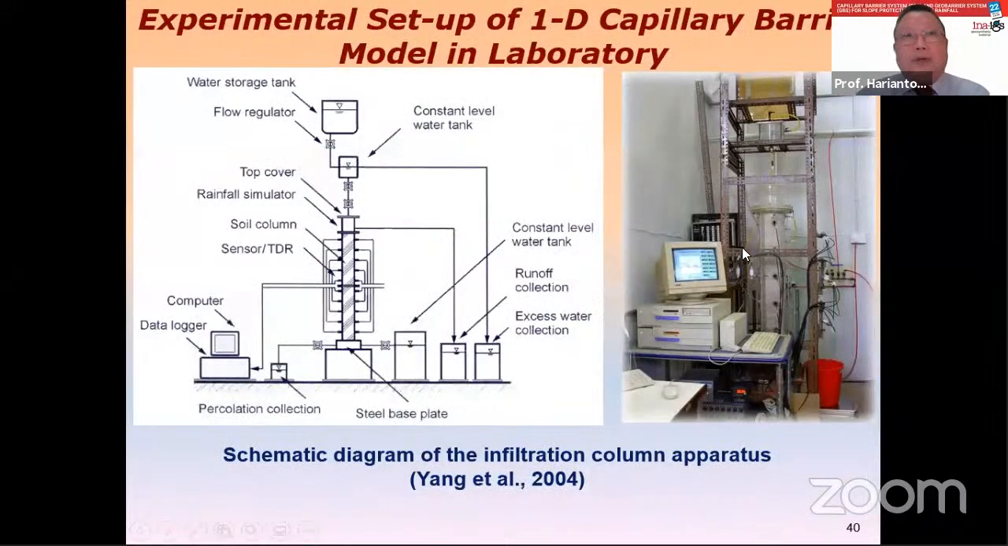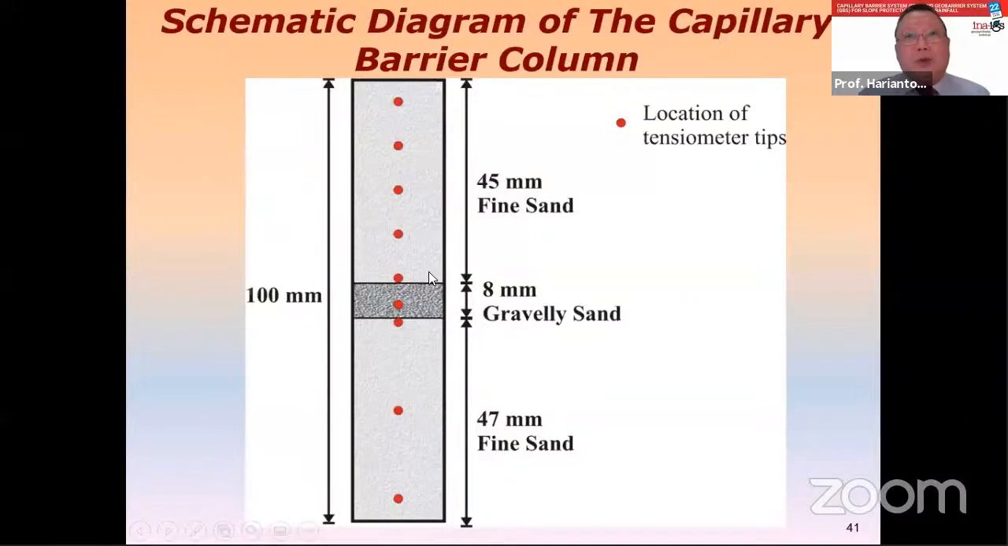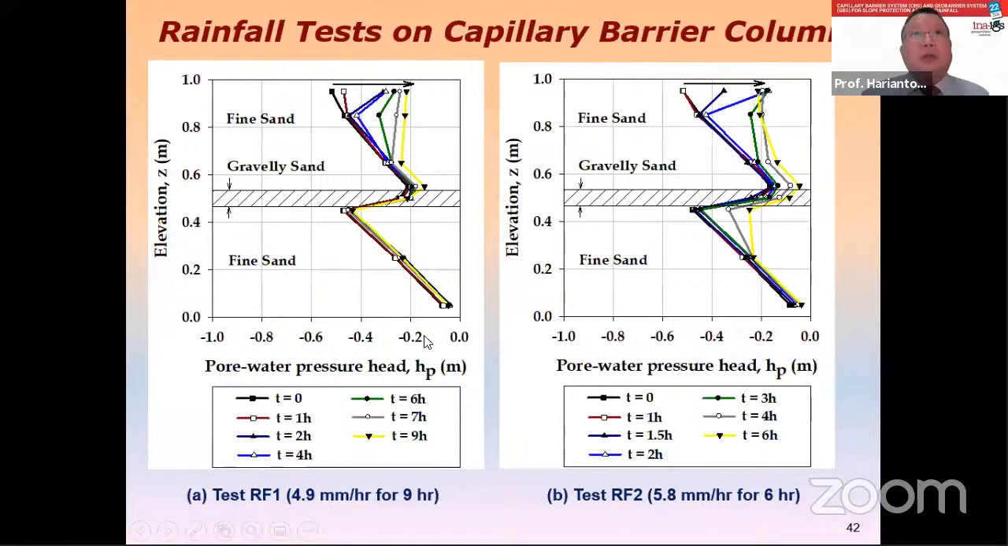So this is the setup for the capillary barrier through a column. We have two layers of soil, fine sand, and we put gravelly sand in here, to see if this can provide a barrier so water cannot flow through. So we rain on it, of course. And when we rain on it, the changes in suction, or negative water pressure, only occur in the fine sand. But in the gravelly layer, which provides the barrier, it doesn't change that much. So this is an example in a one-dimensional column where you can prove the existence of a barrier effect.